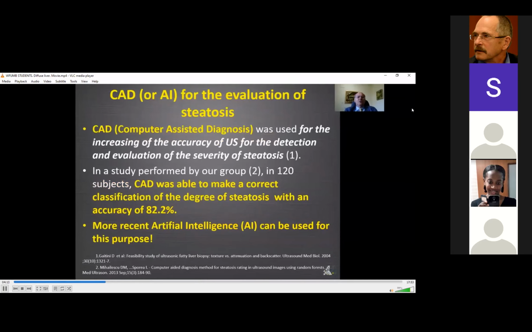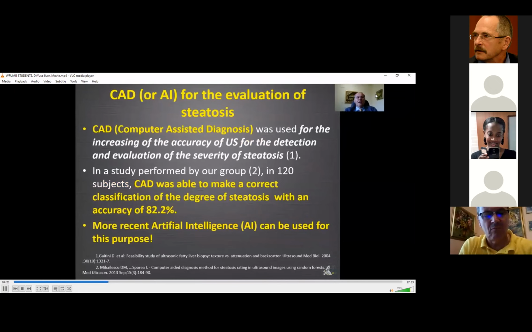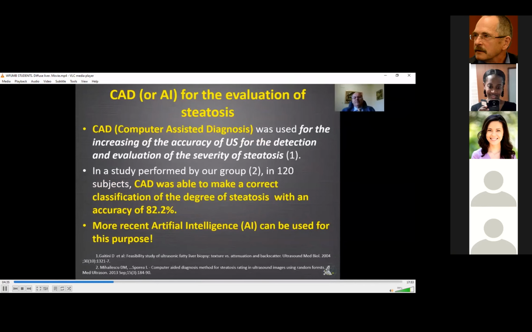We can use computer-assisted diagnosis, or the new name, artificial intelligence, for evaluation of steatosis. In two publications of our group, we found that this computer-assisted diagnosis for correct classification of the degree of steatosis was 82%. And more papers are now showing the value of artificial intelligence for this purpose of quantification of steatosis using ultrasound waves.